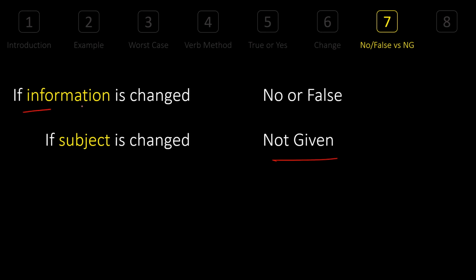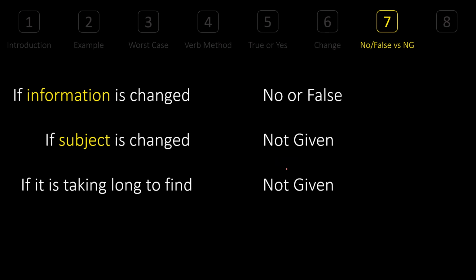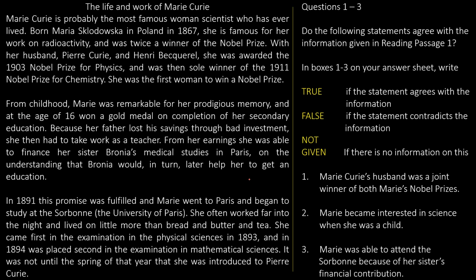Now, we have two things: information and subject. We'll see what these things are. But if it is taking long to find, also not given. So three things can help you quickly to find the answer. First is information, subject, and here time, taking long. Let me explain what I mean by that.